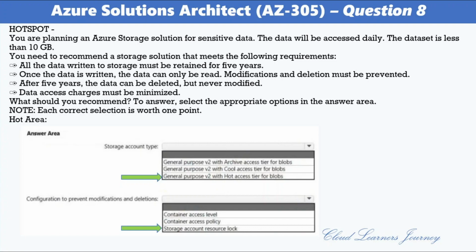As an administrator, you can lock a subscription, resource group, or resource to prevent other users in your organization from accidentally deleting or modifying critical resources. The lock overrides any permissions the user might have.